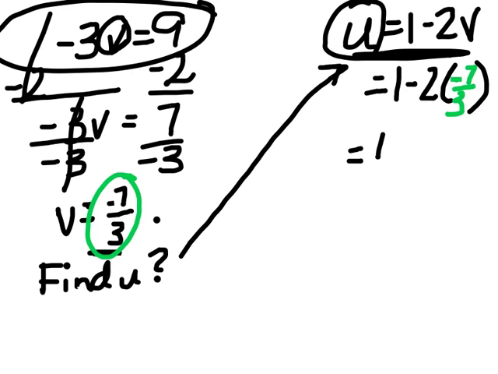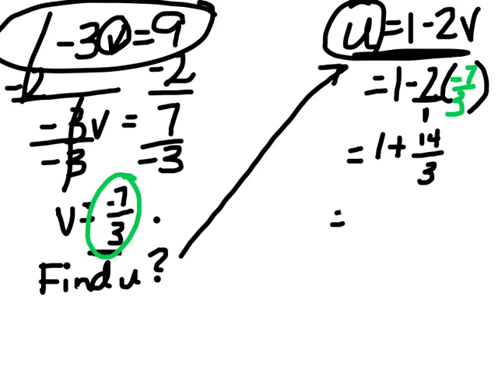Okay, I've got minus 2 times a negative 7/3. I can look at that as a negative times a negative is a positive, and 2 times 7 is 14 on top. Remember, I can put that over 1. 2 times 7 is 14, and on the bottom, 1 times 3 is 3.